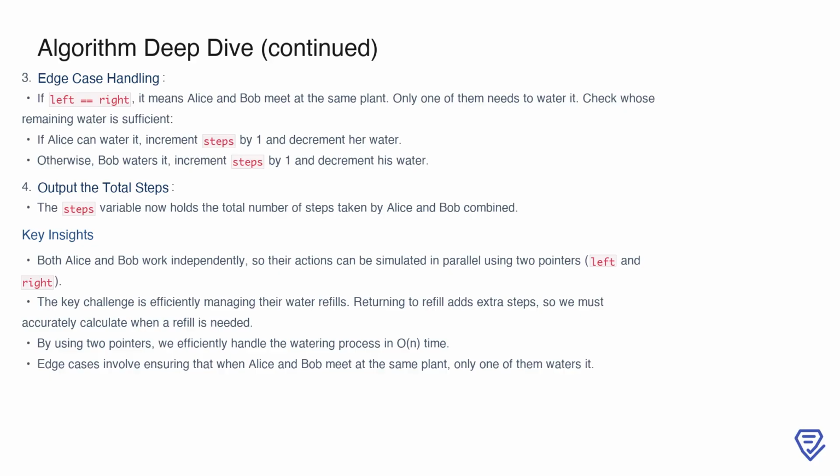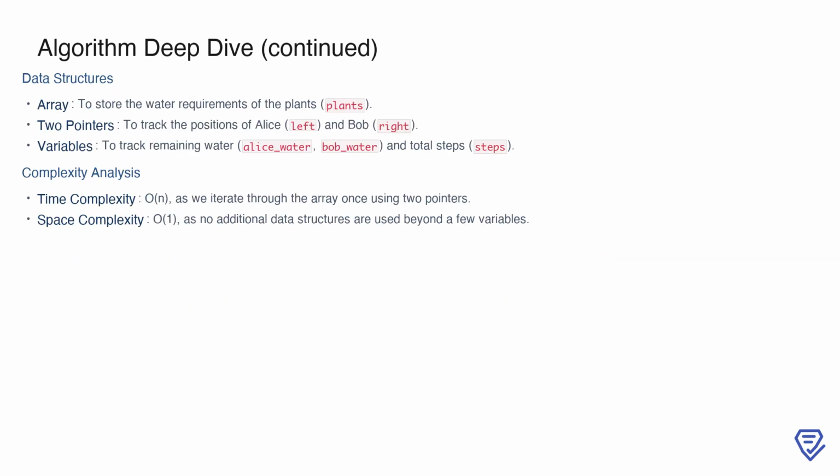Key insights here include the independence of Alice's and Bob's actions due to the two-pointer strategy, as well as the importance of efficiently managing water refills to minimize extra steps. By carefully simulating each step, we achieve an efficient O(n) solution, even when accounting for edge cases like when Alice and Bob meet. To implement this solution, we rely on a few simple data structures and variables.